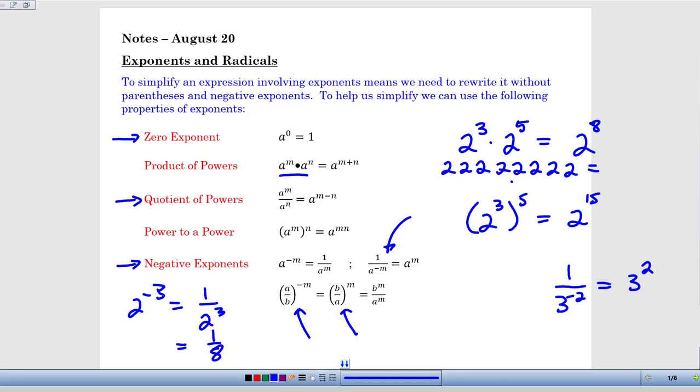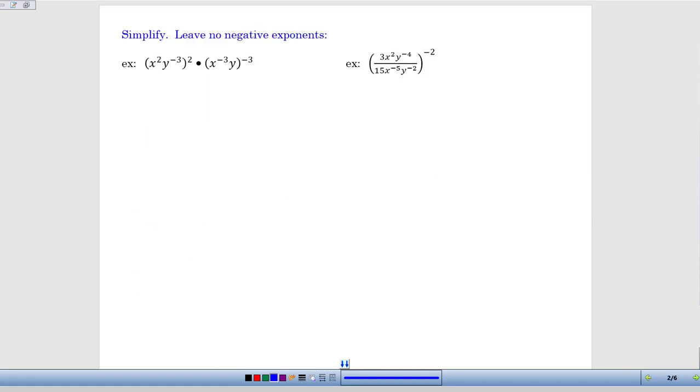We could have done it in the reverse order, made it a to the negative m over b to the negative m, and then switched it so that all the exponents would be positive. It would work exactly the same. We'd end up with the same result. So again, just a review here of the various properties of exponents. So let's put some of these rules into practice.